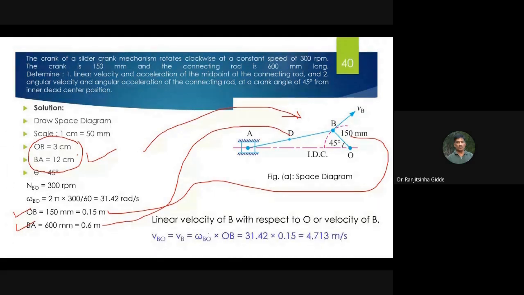Then the linear velocity of B with respect to O. So this is B, and the linear velocity is perpendicular to this link and is shown as VB, which we have calculated by using VB is equal to omega_BO into OB. So this is the angular velocity and this one is the link length, that is the radius. So 4.713 meter per second.